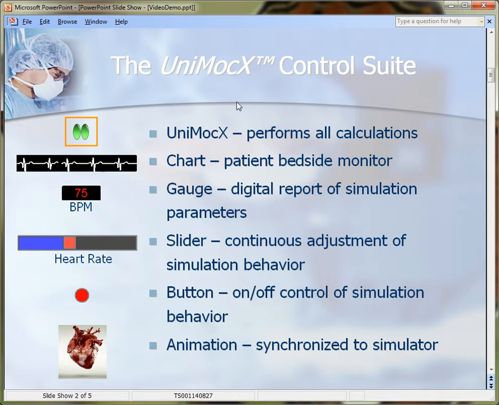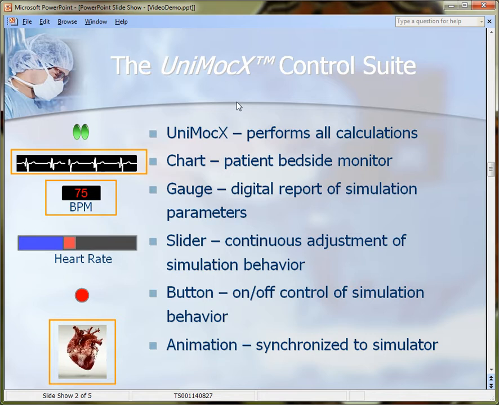It consists of a UniMocX control that performs all the calculations of a particular simulation, a chart control that serves as a bedside patient monitor that can display charts of any parameter from the simulation that you wish, digital gauges which can provide information to the user from the simulation, a slider control which allows you to make continuous adjustments of the simulation's behavior, a button control which allows you to turn on and off certain simulation behaviors, and an animation control which allows you to synchronize an animated GIF to the simulation timing.